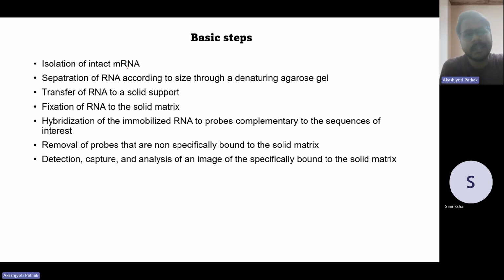Now when you have the mRNA, you have to separate it, similar to what you were doing for DNA in Southern blotting. So you separate the RNA according to size through a denaturing agarose gel. This is one thing you have to note here: for RNA you use a denaturing agarose gel. And why is it so? Why do you require a denaturing agarose gel for RNA?